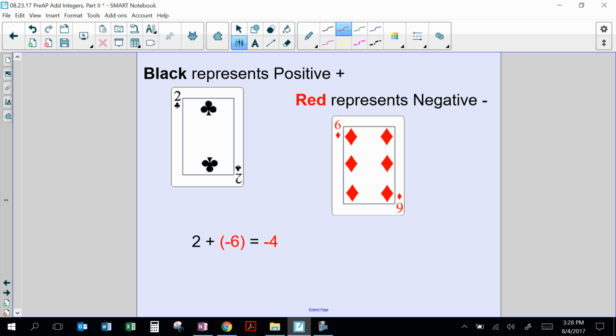Our last activity is you are going to be getting playing cards, and you're going to be drawing some playing cards. So for example, if you draw a black card, it will represent positive. If you draw a red card, it will represent negative. If you add them together, what do you get?